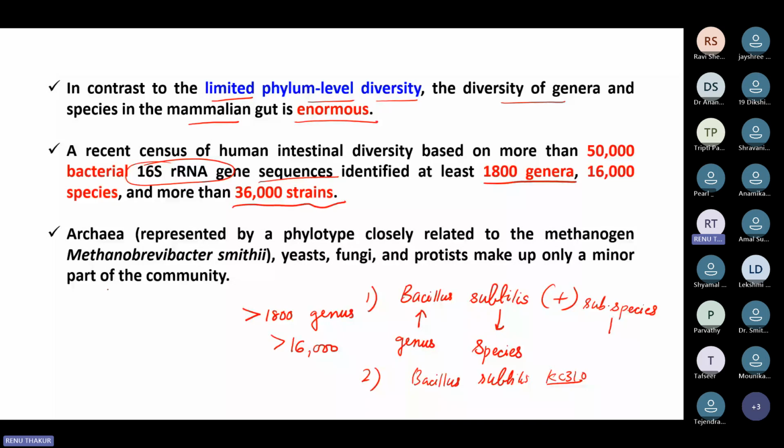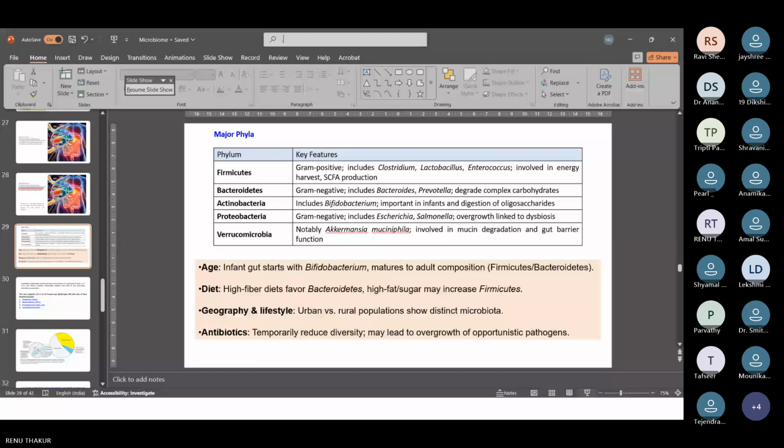Now in simple words, what we have studied till now is that human beings have 10 times more microorganisms in their body. Whatever cells they have, suppose they have 1000 cells, for example, the microorganisms will be 10K.